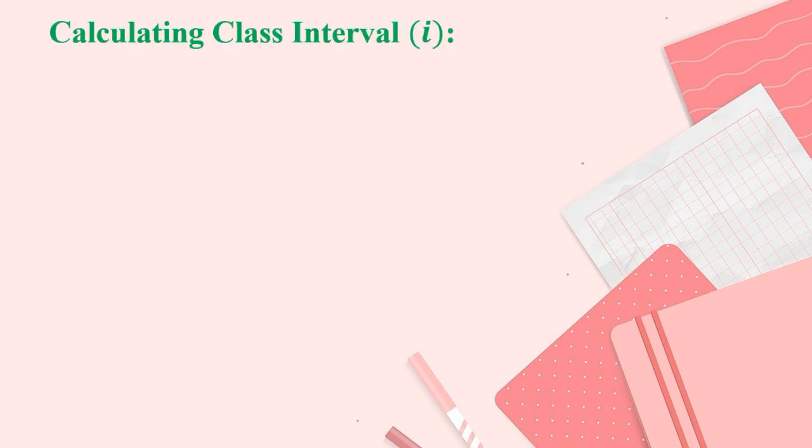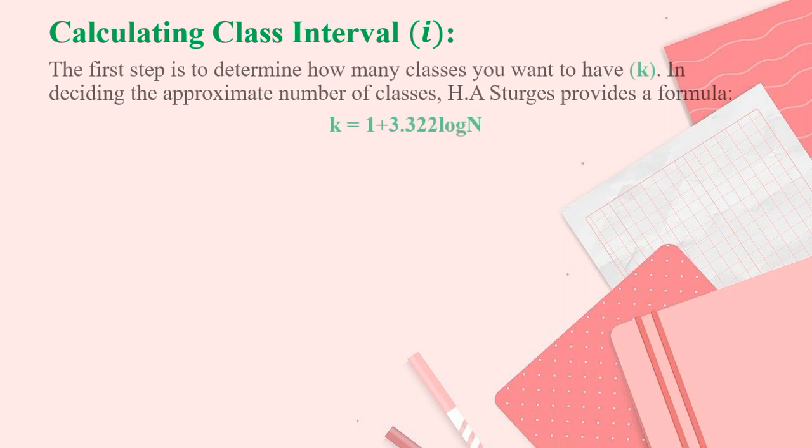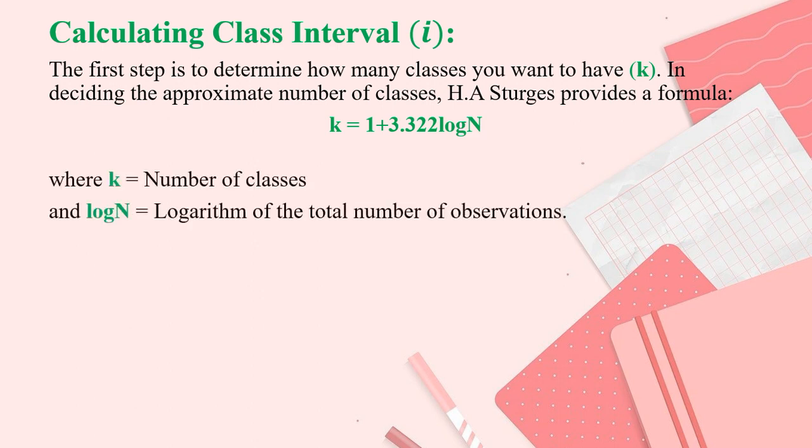Okay, first we need to calculate our class interval, represented as small letter i. The first step is to determine how many classes you want to have, or our K. In deciding the approximate number of classes, H.A. Sturges provides a formula for K, which is equal to 1 plus 3.322 log of n, where K is the number of classes, and log of n is the logarithm of the total number of observations. So n is the total number of your data, or the total number of your sample.